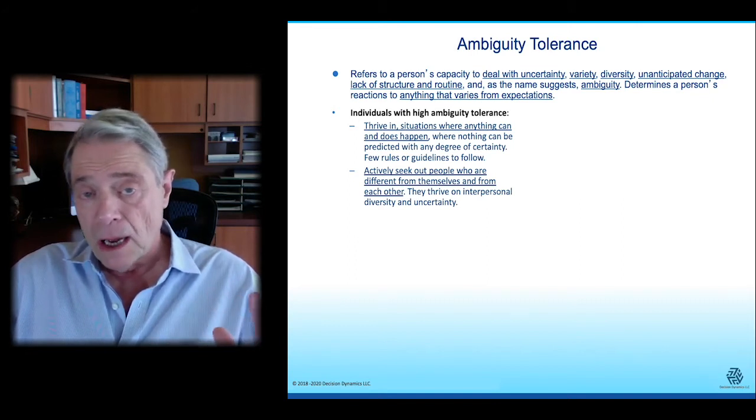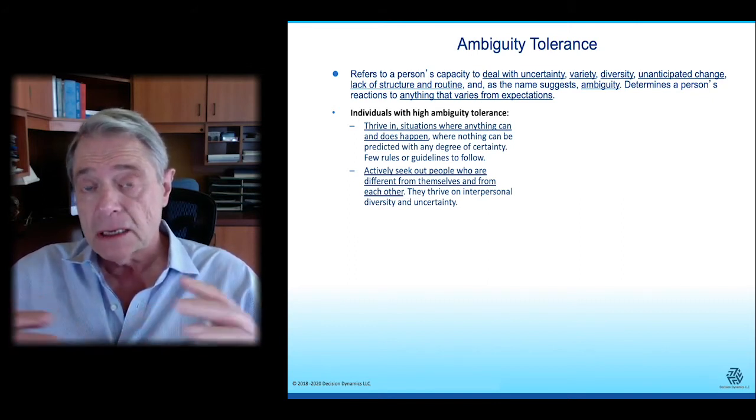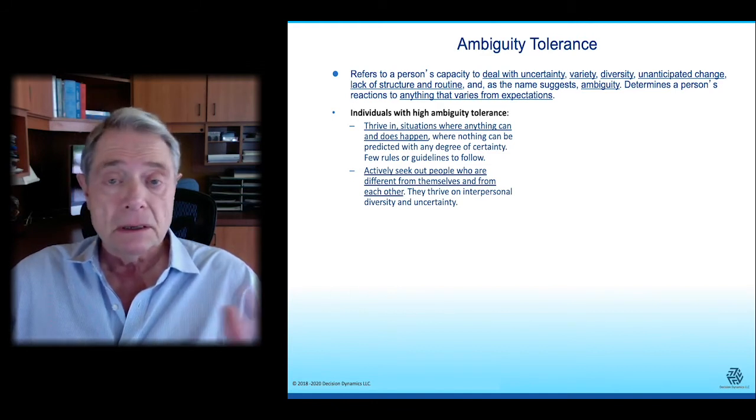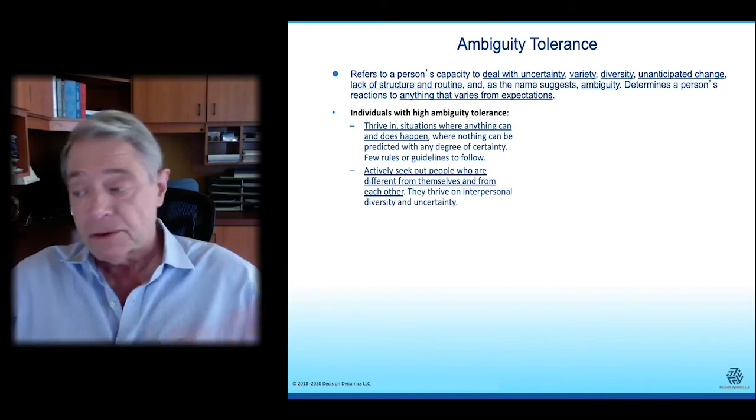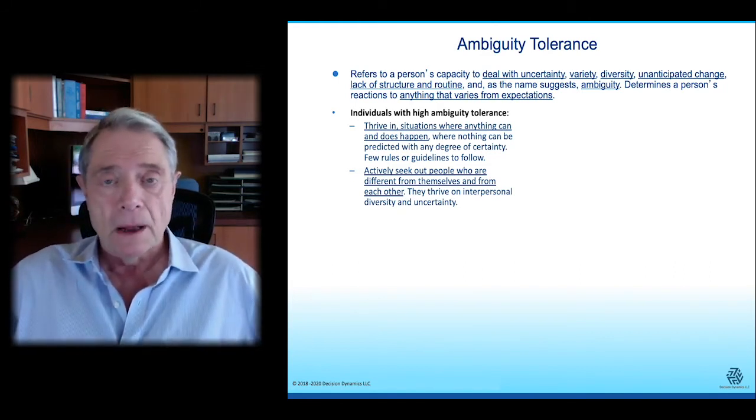And all of these emotional competencies, incidentally, have a strong interpersonal component. So people who are high in ambiguity tolerance also tend to be attracted to diversity in the interpersonal environment. They will seek out people who are different from themselves and are different from each other as well.